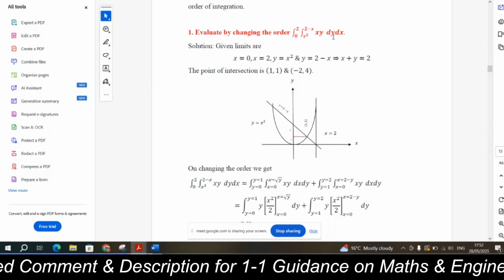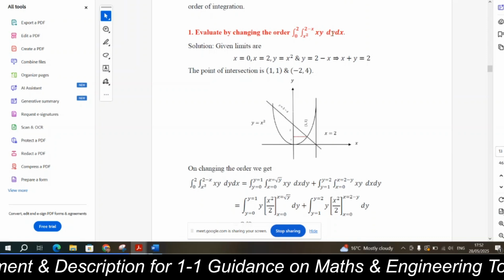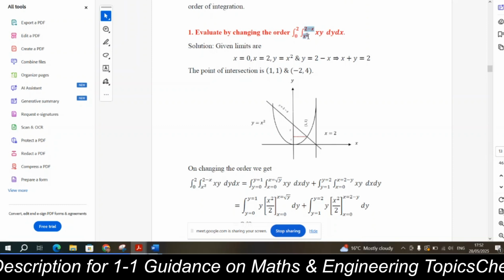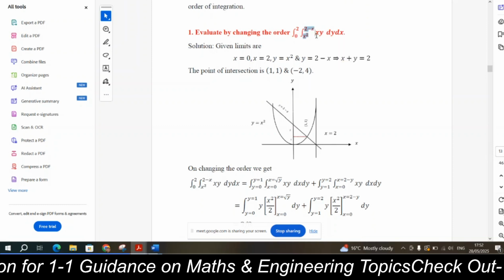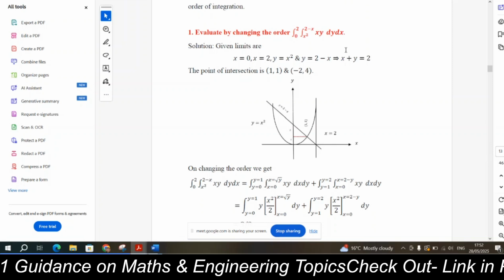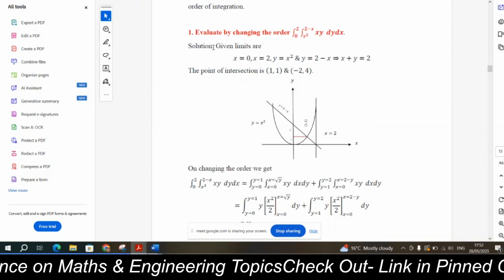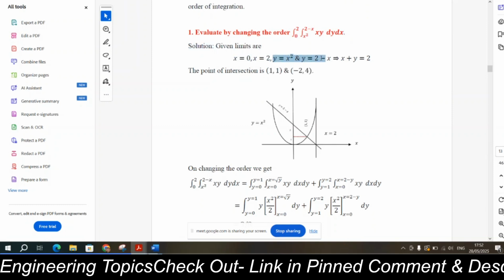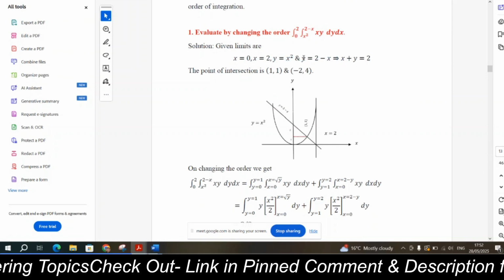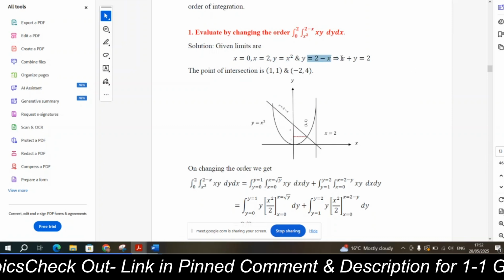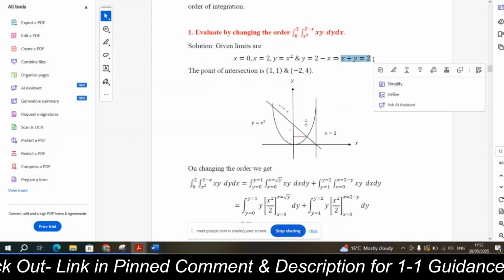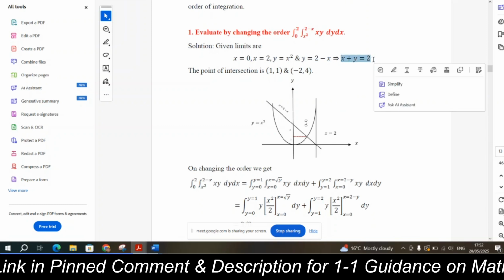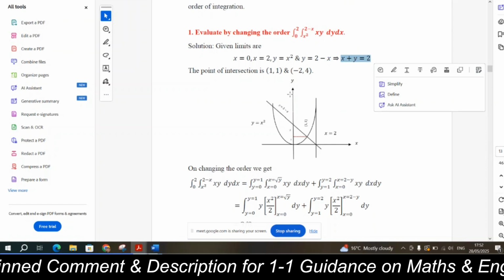You have been given the integral from 0 to 2, x square to 2 minus x, xy dy dx. In this case, your dy is inside, and obviously your limits are in terms of x, so y is your inner integral, and the outer integral is dx. Given limits: x is equal to 0 and x is equal to 2, y is equal to x square and y is equal to 2 minus x. Y is equal to 2 minus x is a straight line, x plus y equal to 2.